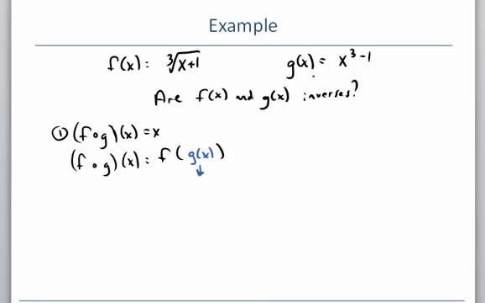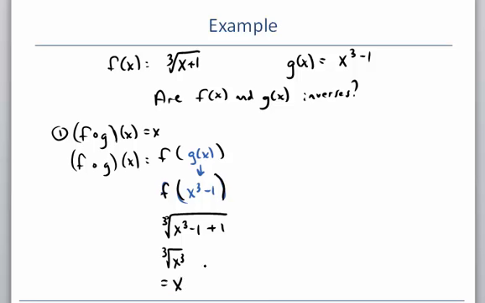We will substitute in our g of x, which is x cubed minus 1. Then we will go to our f function and we'll evaluate at x cubed minus 1. So I'm going to rewrite my f function. So the cubed root, when I get to this x, I'm going to put in x cubed minus 1, and then I have plus 1. So the 1's are going to cancel, leaving me the cubed root of x to the third, which is equal to x. So this part is good.